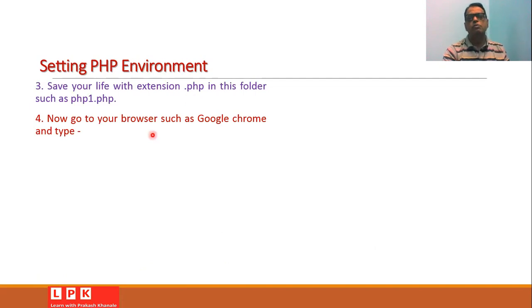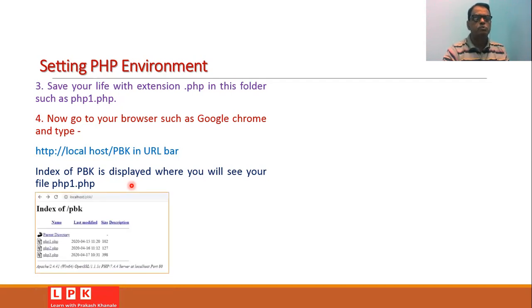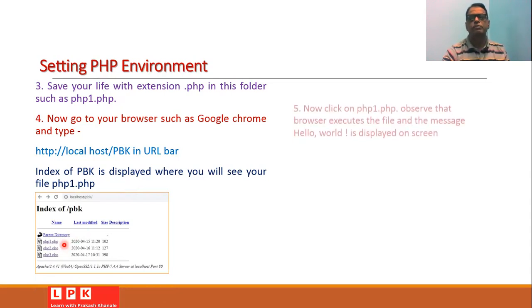Now you can go to a web browser, such as Google Chrome, and type http://localhost/pbk or pbk programs, whatever name you have given, in the URL bar. The index of the PBK folder will be displayed, where you will see your file php1.php. As shown in this window, one can easily observe that the first file that was created is shown.